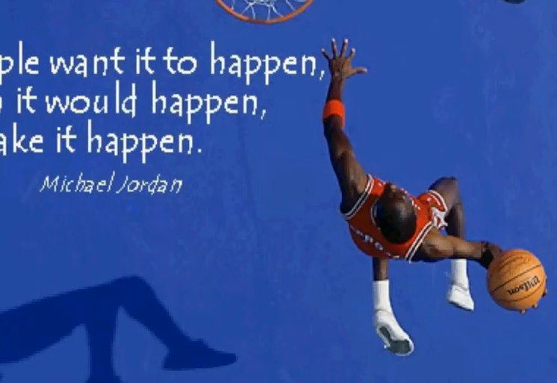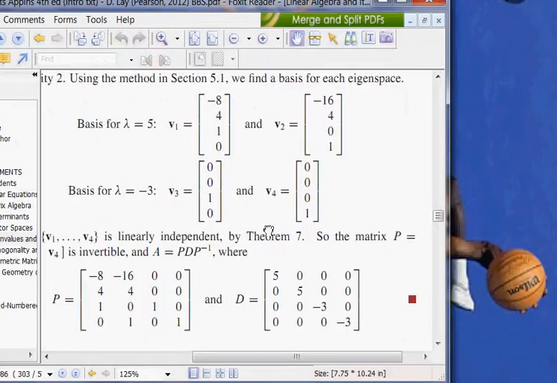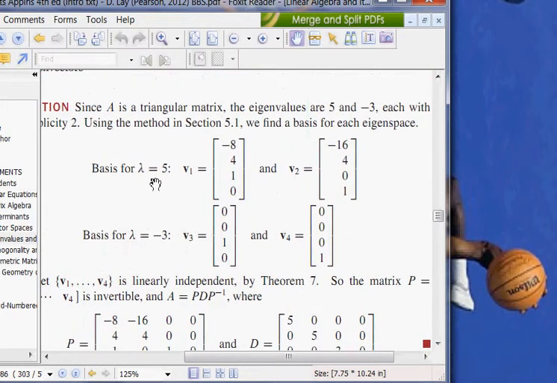Okay, so hi guys, I was confused about example 6 from section 5.3 and I just want to go over that again, okay? So what we have right here, for the two eigenvalues you see, lambda equals 5 and lambda equals minus 3, they found the corresponding basis vectors for the eigenspaces, okay?